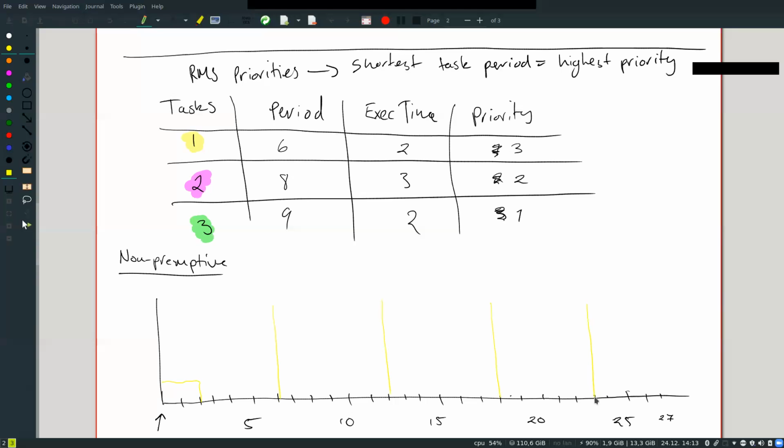And we'll quickly do this for the other 2 tasks. A period of 8, so we're going to have 8 here, 16 here, and it's also going to run on the 24th tick here. Then the green: 9, 18, and we'll go on to 27.